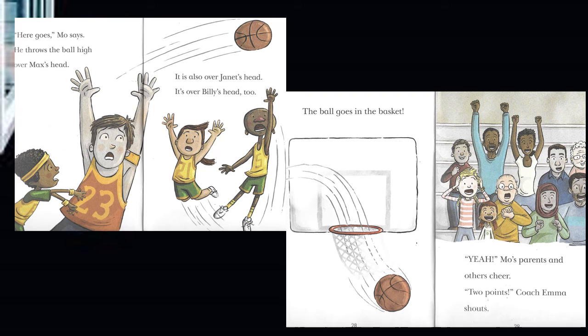"Here goes," Mo says. He throws the ball high over Max's head. It is also over Janet's head. It's over Billy's head, too. The ball goes in the basket. "Yay," Mo's parents and the others cheer. 2 points, Coach Emma shouts.